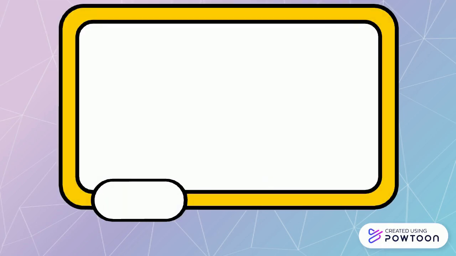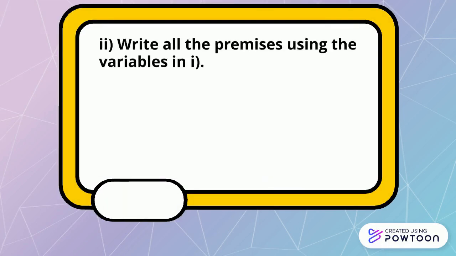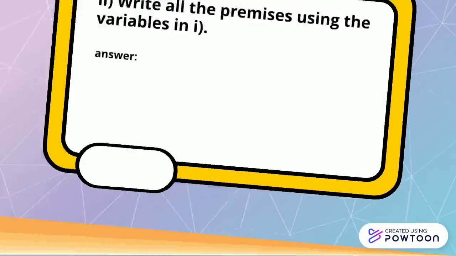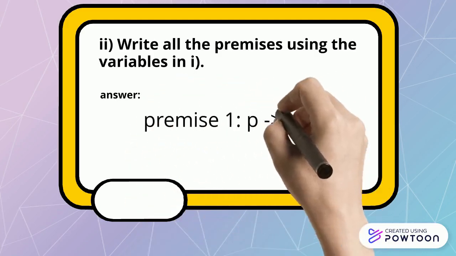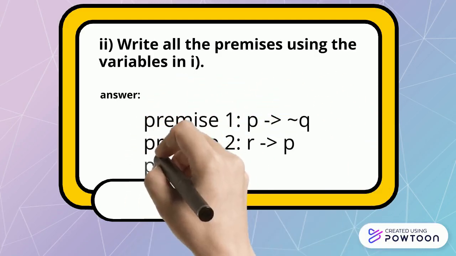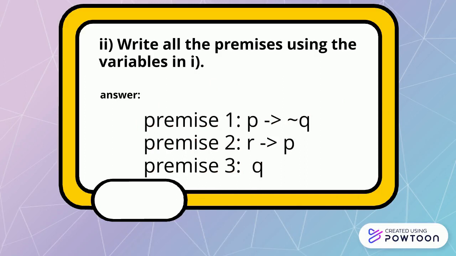The next one is, write all the premises using the variables in one, which means we have to list down the premises based on the argument and the first answer. So the answer is premise 1, P implies negation Q. Premise 2, R implies P. Premise 3, Q. So we have three premises.